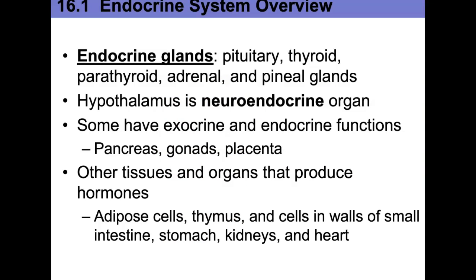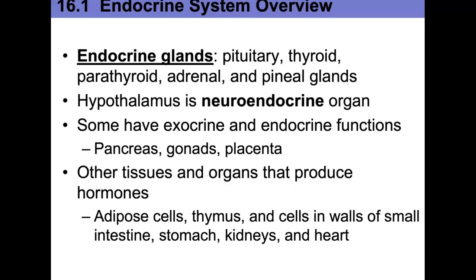But your endocrine glands include your pituitary, your thyroid, parathyroid, adrenal glands, and pineal gland. The hypothalamus that we just finished studying in the nervous system is called a neuroendocrine gland because it has some neural functions and endocrine functions.